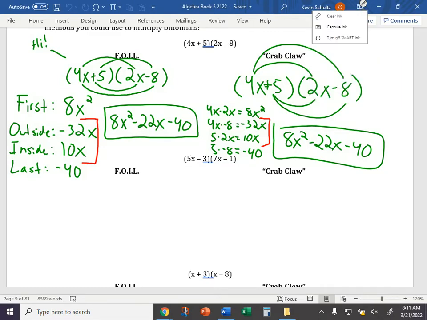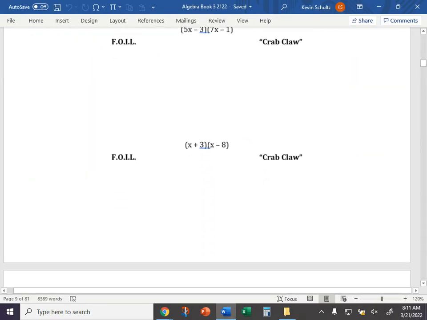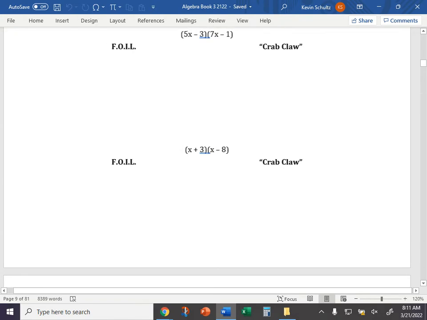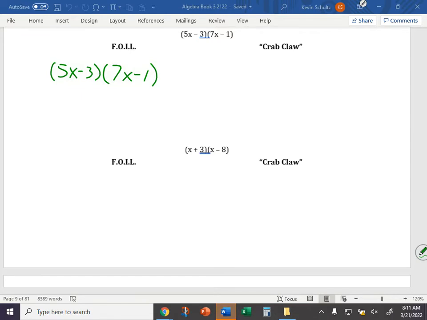Let's look at the next example here, and we're going to do both of them. We got 5x minus 3 and 7x minus 1. So I'm going to start by rewriting each of these. 5x minus 3, 7x minus 1. And until we get familiar with each of these, we need to be drawing the lines, writing out the terms, showing the work. Eventually, you'll be able to do this mentally, and it'll be easy. But until then, we have to do a little bit of recall, okay?